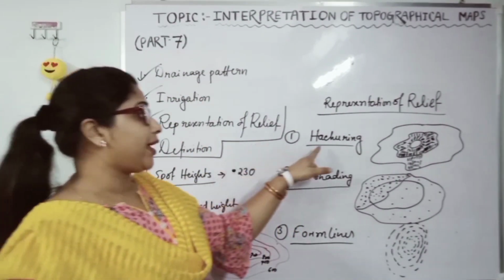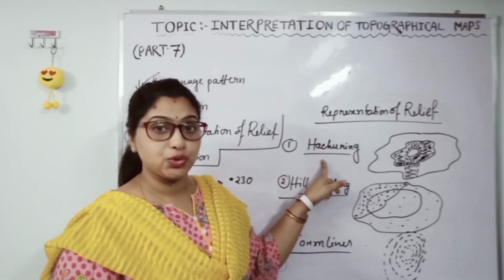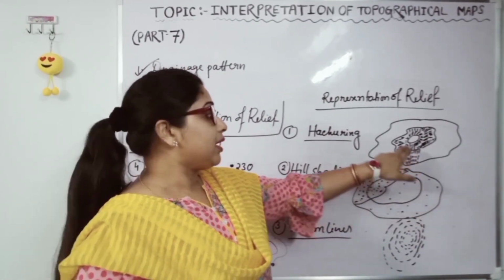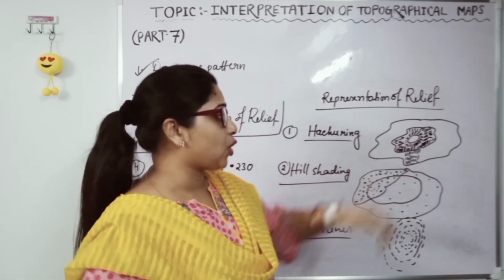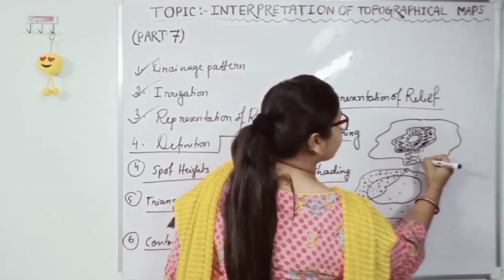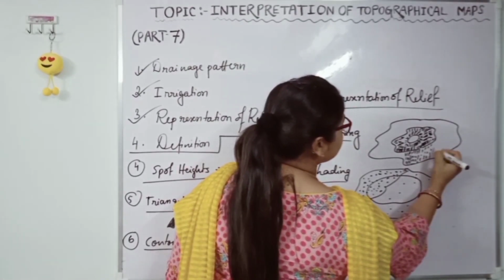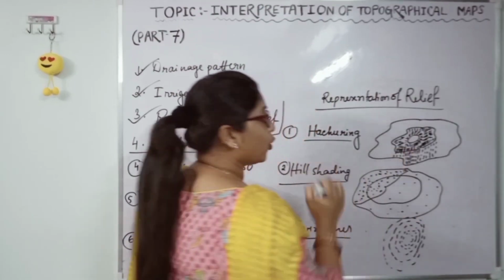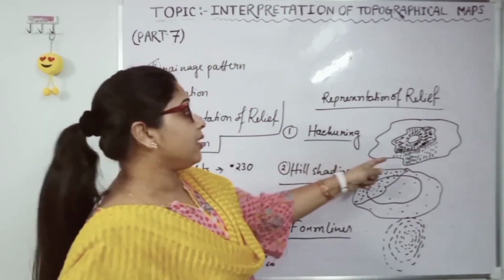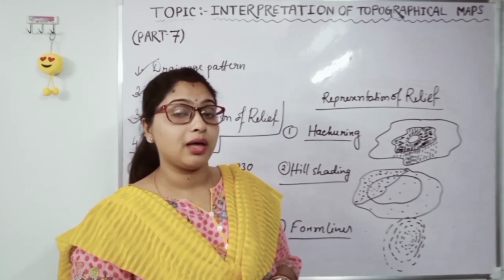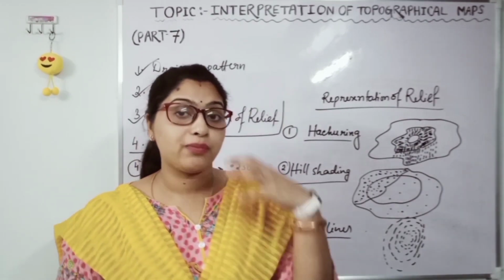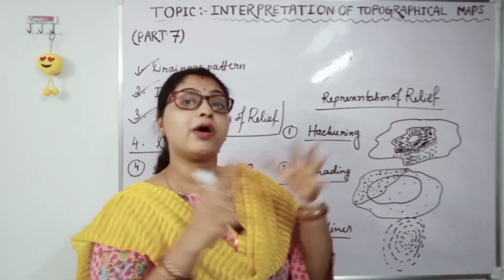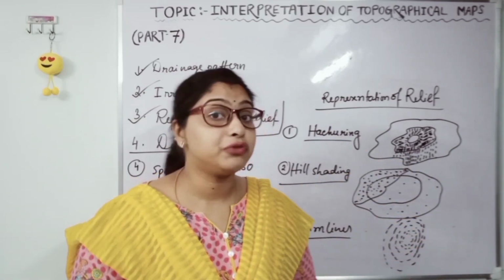First is hachuring. What is hachuring? Hachuring basically is short lines, and with these short lines they show the slope of the land. Where these lines are close to each other, that area will have a steep slope. Where these lines are far apart, that area will have a gentle slope.